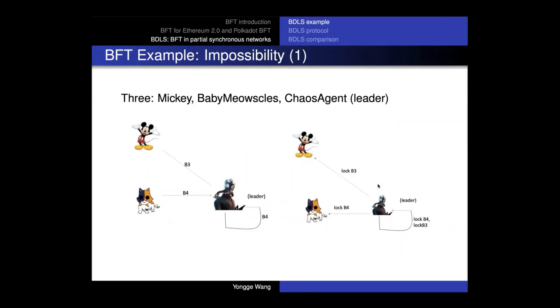Now we see what happens if we have only three good participants and we cannot reach agreement, okay? Again, Baby Master and this bad guy becomes the leader, okay? Everyone said, I give B3, I give B4. He said, I have B3, B4.